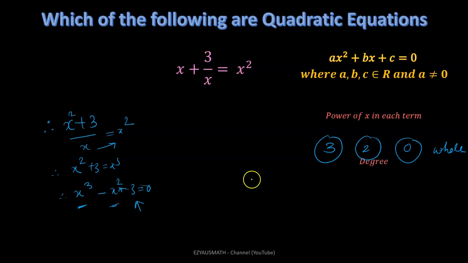Next condition. What is the degree? Degree is the highest power. So what is the highest power among these? 3. But we know that for a quadratic polynomial, degree should be 2, not 3. Hence this condition is not satisfied. We are not going to the next condition, not determining the value of a. Hence from this we can say that this is not a quadratic equation, because the degree is 3, it is not 2.